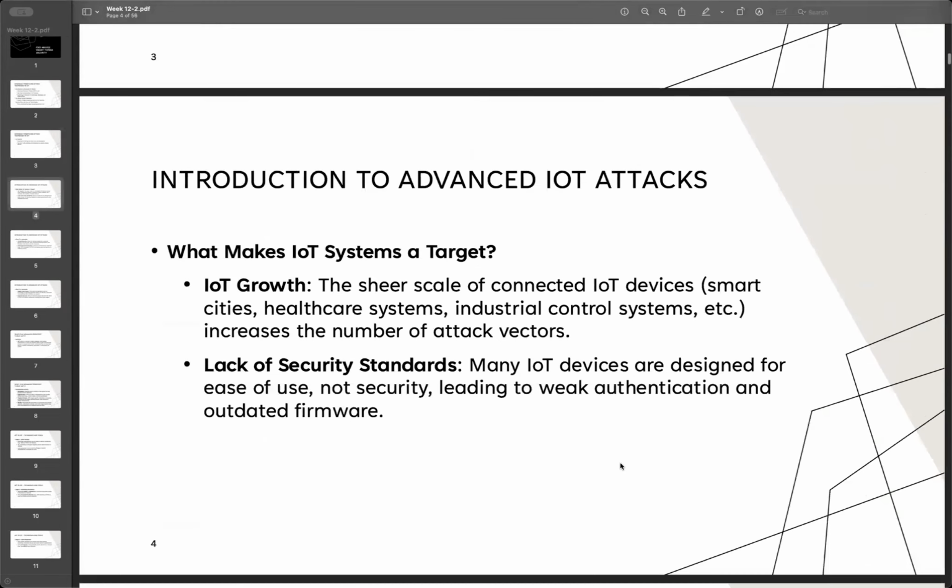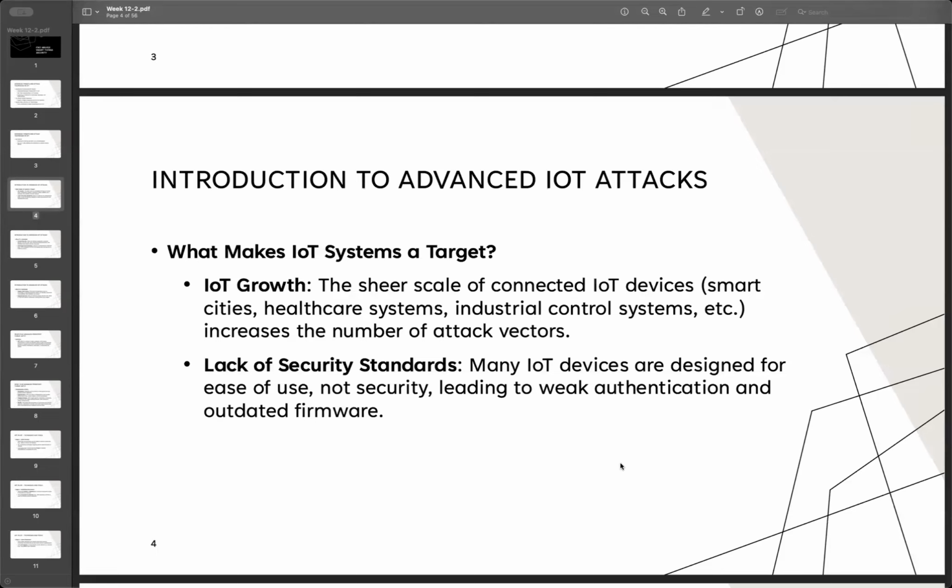As a beginning, we need to introduce what advanced IoT attacks are. What makes IoT systems a target? I mentioned, of course, the growth of IoT. When all the IoT devices go up, especially in smart cities, smart homes, even healthcare systems and industrial settings, most of the time when we give an example it would be more personal, home-related.